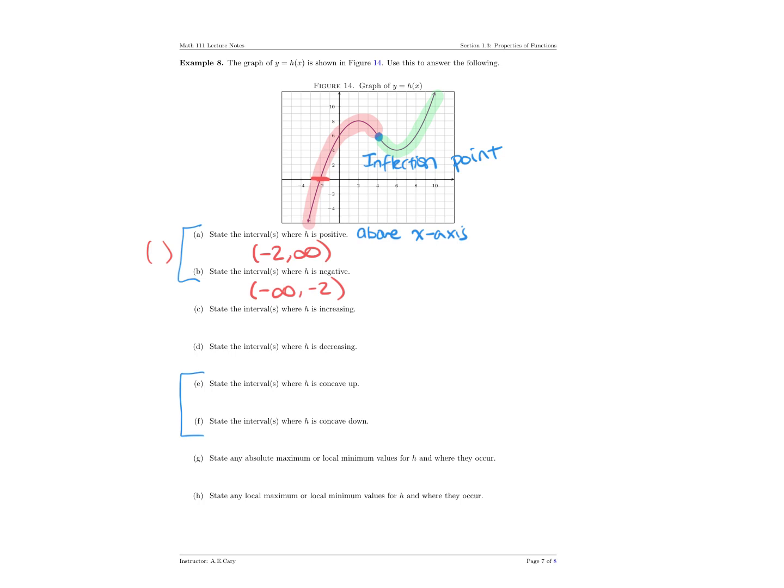So when we take a look at question E, at what interval is h concave up, it's going to be this green section here, and again, we'll be using our x values to list this. So that's going to be from 4 to infinity. Again, we're using parentheses. And concave down is from -infinity all the way up to that 4.